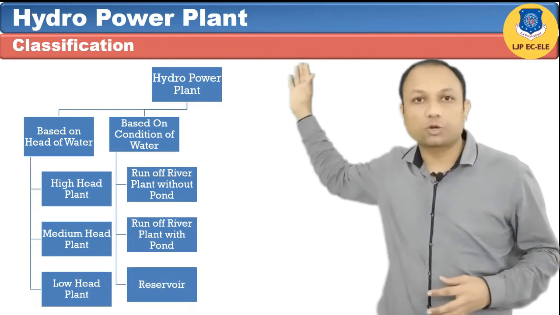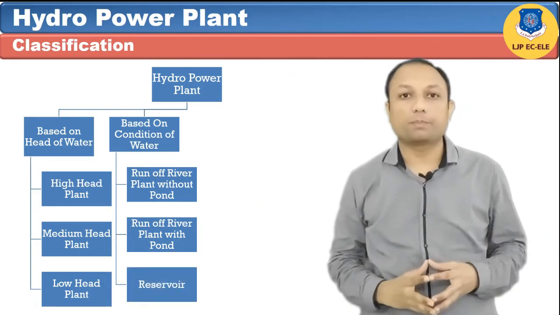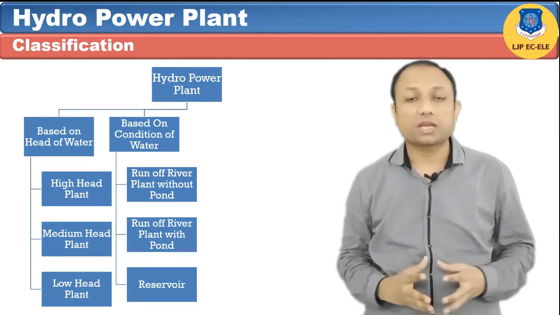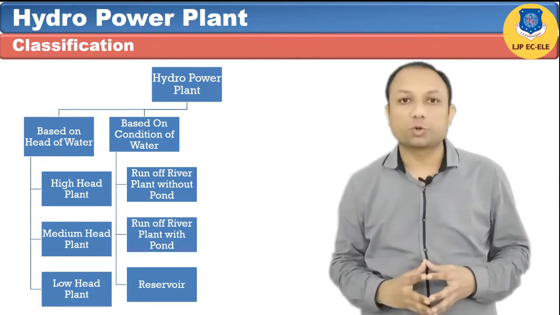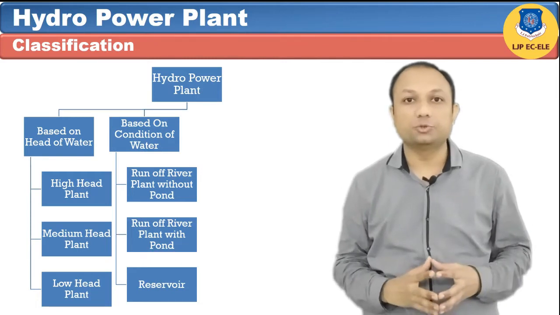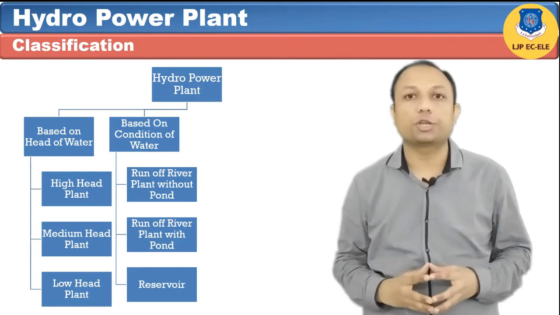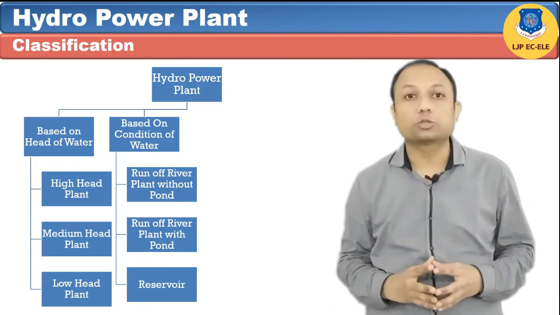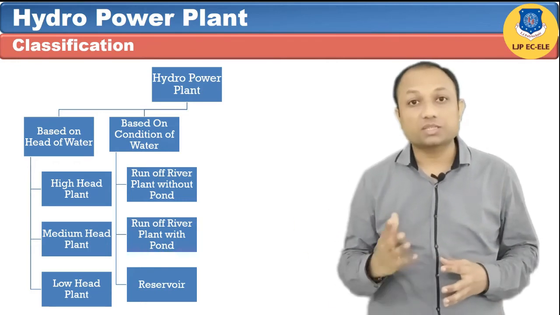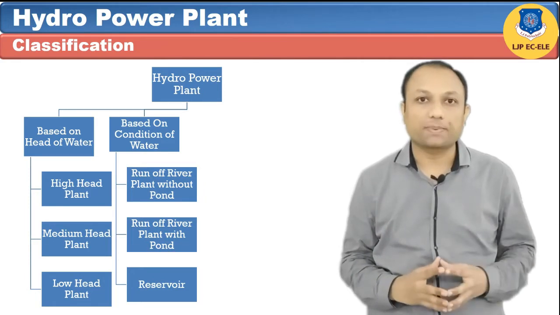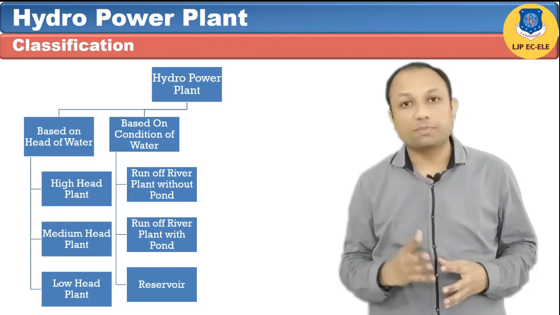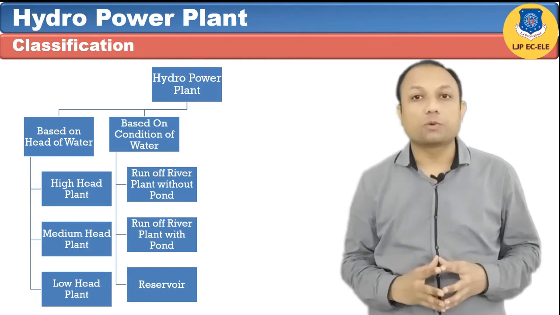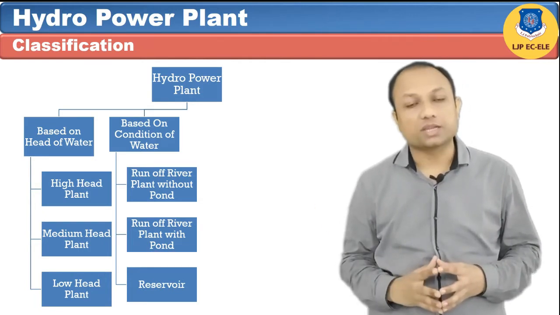Third one, reservoir plant. So this type of plant is totally different from the above two plants. In this type of plant, reservoir is provided. This reservoir is useful to store an ample quantity of water during the rainy season, and this is useful throughout the year. Such type of plant has a better capacity. This type of plant may be used as a base load station. Majority of the hydropower plants are of this type.